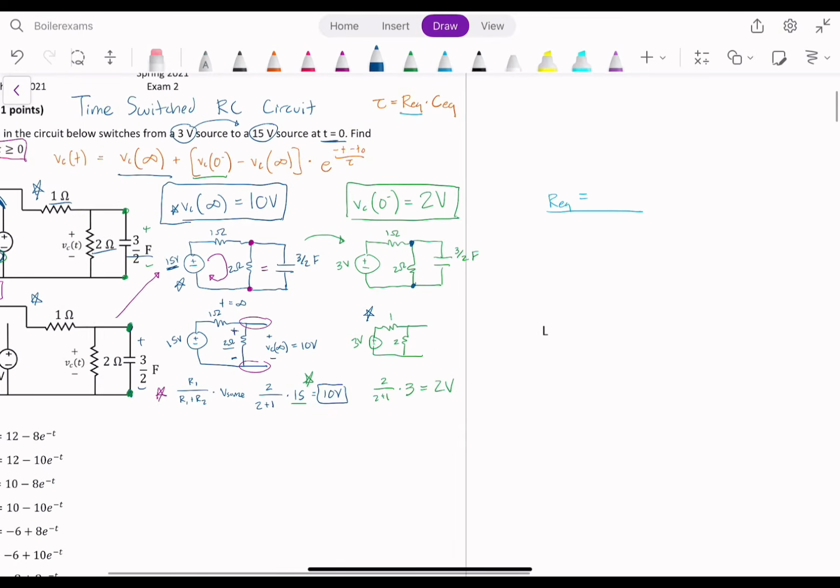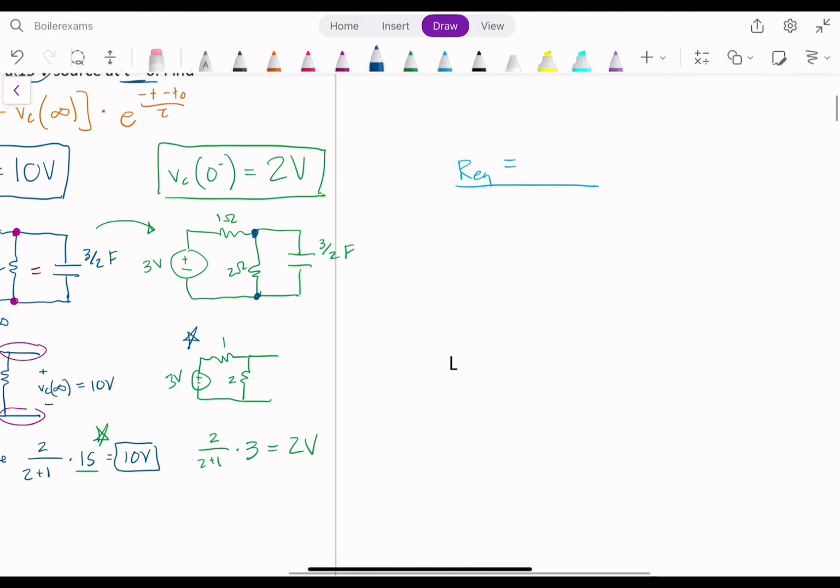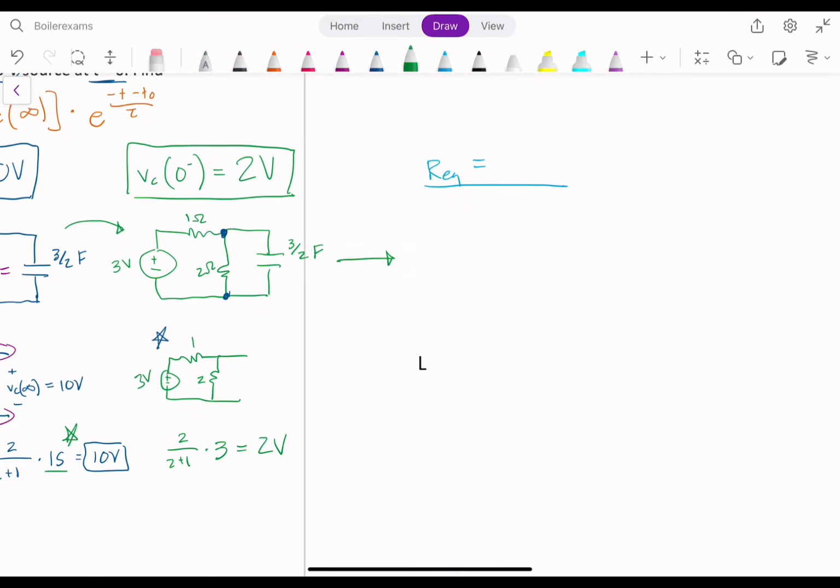And the last thing that we need to do is find our equivalent resistance such that we can find our time constant. And so if you remember, to find Req, you simply need to short your voltage sources, right? So let's take this circuit here, just find the equivalent resistance. So we short our voltage sources. And so with that, this 1 ohm resistor is now in parallel with this 2 ohm resistor.